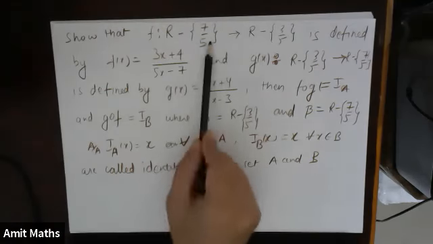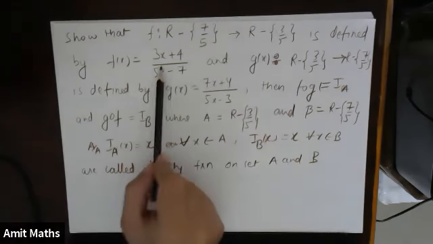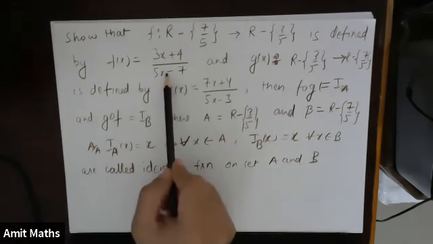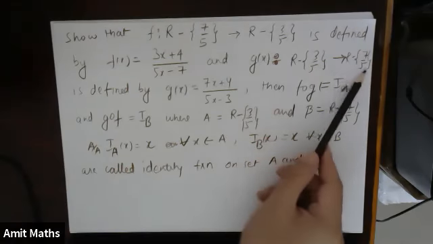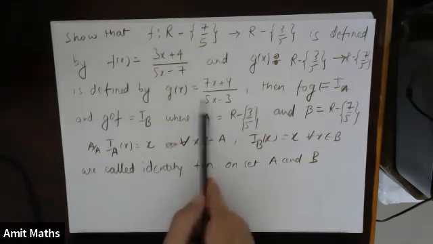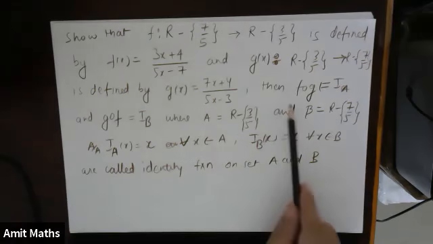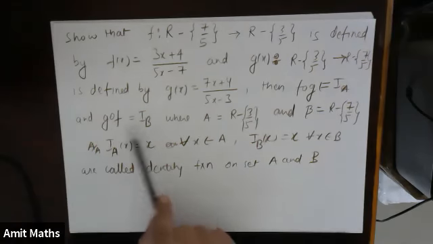A function f is given from set A to B, defined by f of x, this is the definition of the function. And g is given from the set R minus 3 by 5 to R minus 7 by 5, defined by this function g of x. Then f of g is equal to I_A and g of f is equal to I_B.